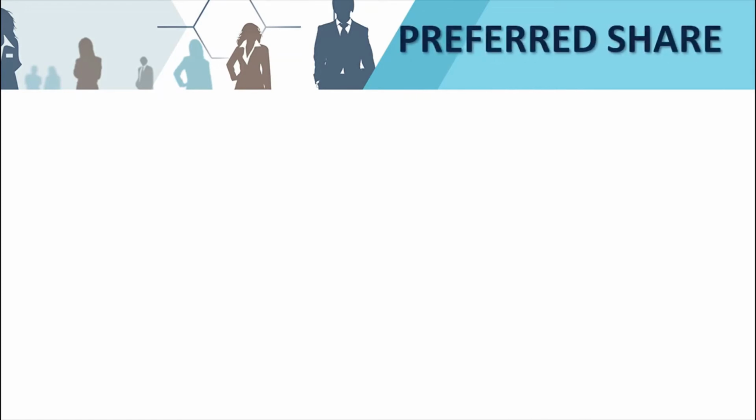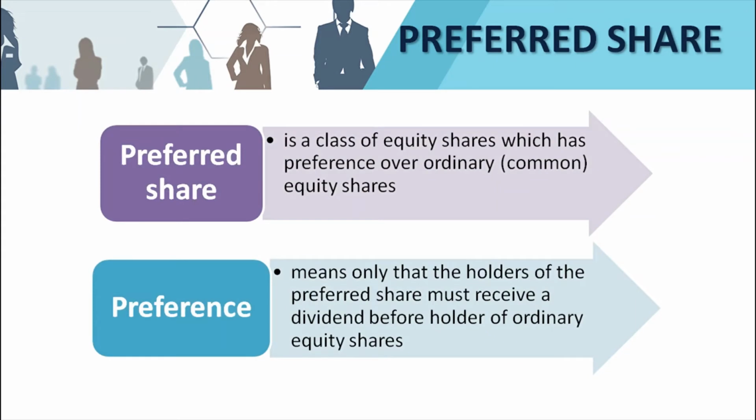So let us proceed with the preferred share. Preferred share is a class of equity shares which has preference over ordinary or common equity shares. Preference means only that the holders of the preferred share must receive a dividend before the holder of ordinary equity share. So dito sa preference share, may mga preference na ibinibigay pagdating sa claims ng earnings at asset. Samantalang sa common equity share naman ay sila yung may mga last claim.